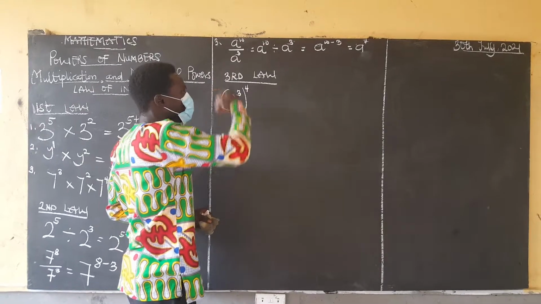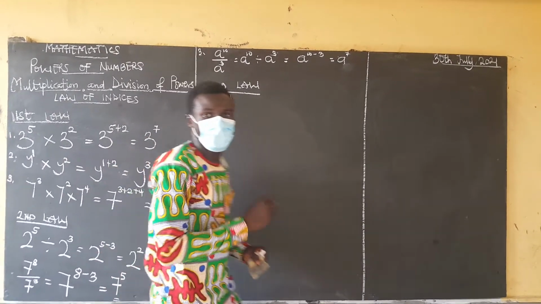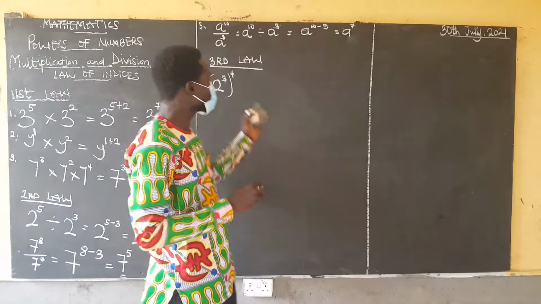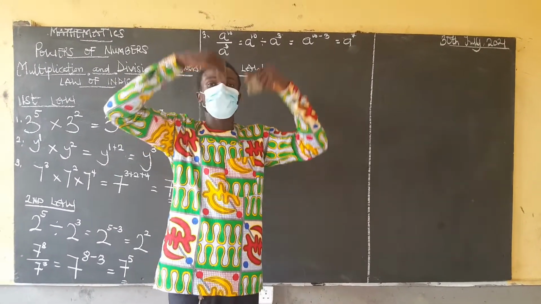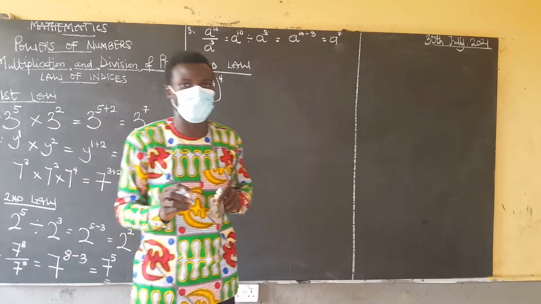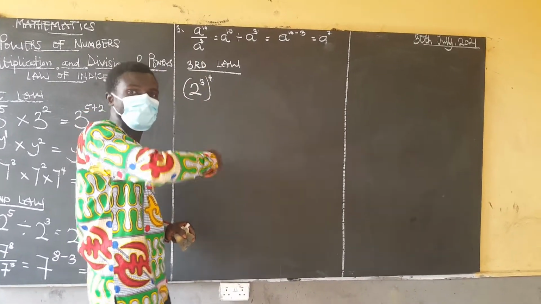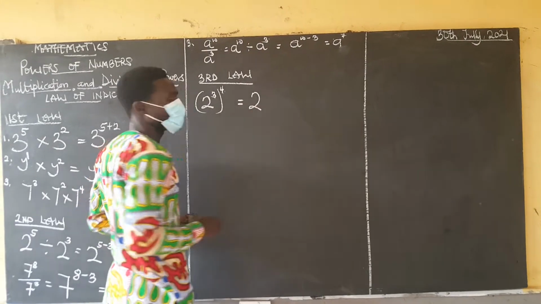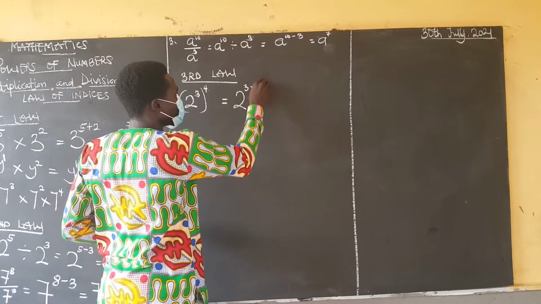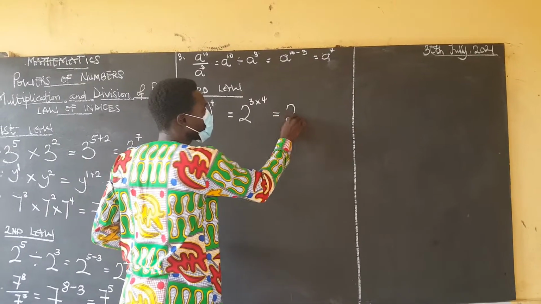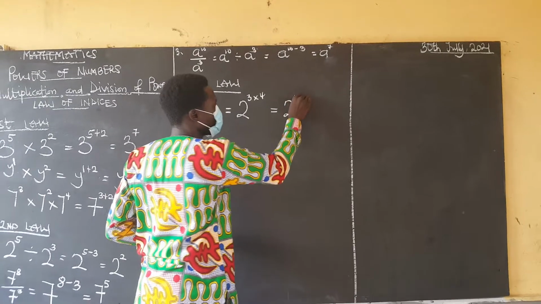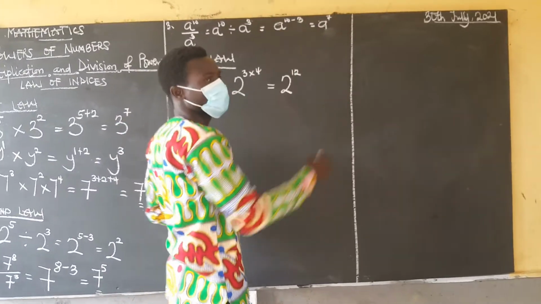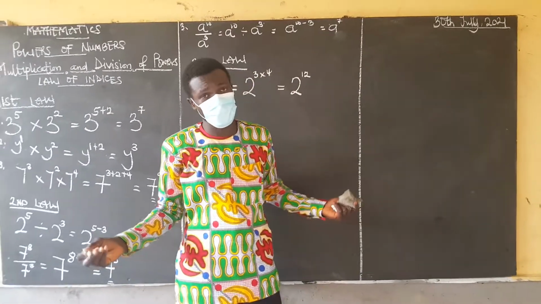What do you have to do? You have to multiply the powers. And the powers here are 3 times 4. So the third law says that if a power is raised to another power, you multiply the two powers. So this power, 2 raised to the power 3, has been raised again to the power 4. The powers are 3 and 4, so 3 times 4. If you recite your 3 times table, 3 times 4 will give you 12. So this will give me 2 raised to the power 12. That is what the third law is saying.